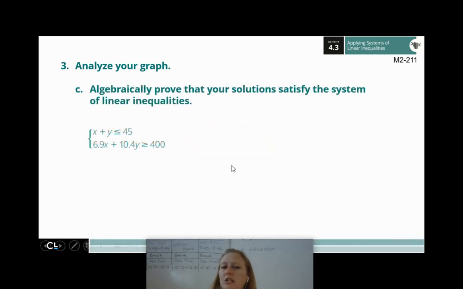Okay. And one last thing, can you take those 2 points that you just found? Again, I'm going to use my points, but use the 2 points that you just found. And can you algebraically prove that your solutions satisfy the system of linear inequalities? Can you plug your numbers in for x and y and make sure that x plus y is less than or equal to 45, and that the calories are greater than or equal to 400? Go ahead, hit pause, plug them in and prove it. Hit play when you're ready to check your work.